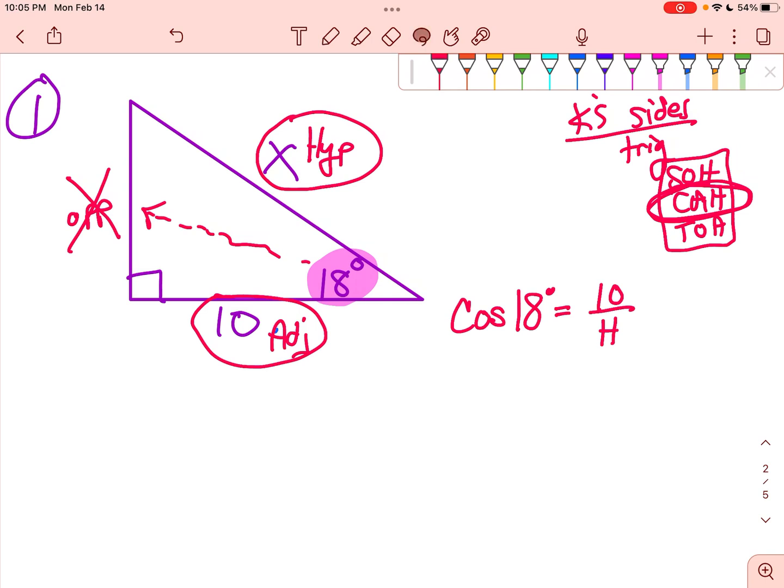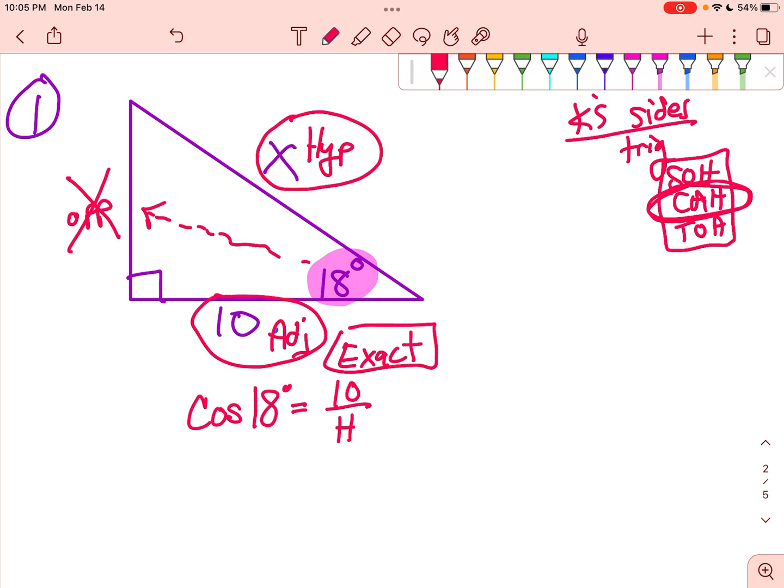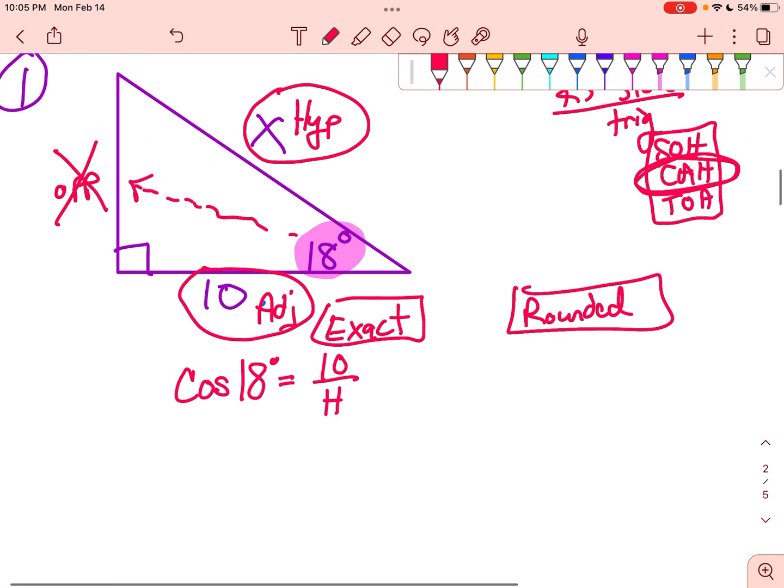Okay, so what I'm going to do is show you two different ways of solving this. One of them is called the exact method, and you will see this on the SAT a lot. And then this is the rounded way. Again, the cosine of 18 is 0.95, and that's still equal to 10 over h. With both of these, we need to solve them.